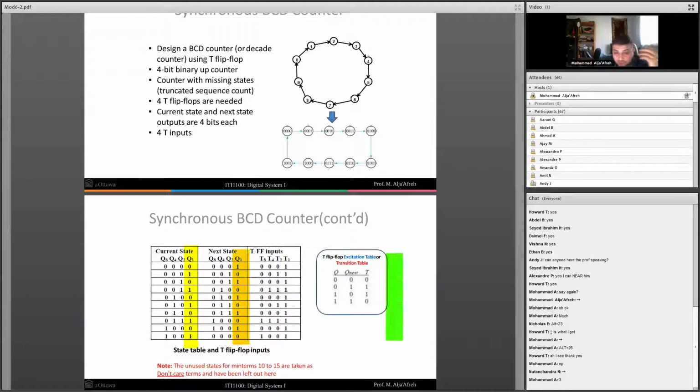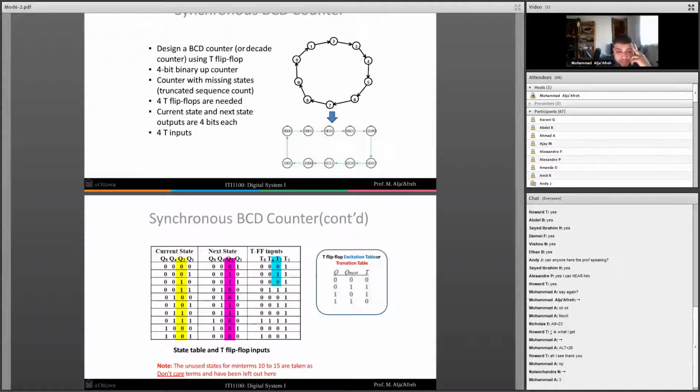Now, look at here. It was 0, then it becomes 0. So that means T should be equal to 0 according to the excitation table. So I'm gonna put 0 here. It was 0, it becomes 1. T should be equal to 1. It was 1.